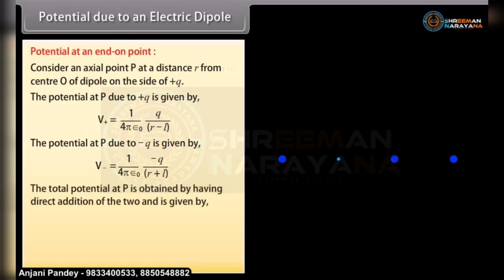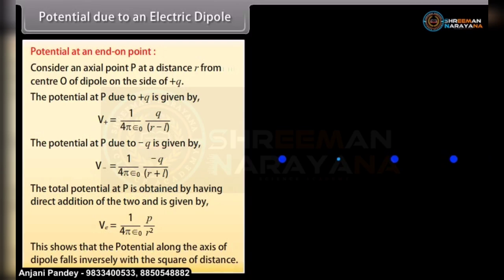The total potential at P is obtained by direct addition of the two and is given by V_E = 1/(4πε_0) × p/r². This shows that the potential along the axis of the dipole falls inversely with the square of distance.